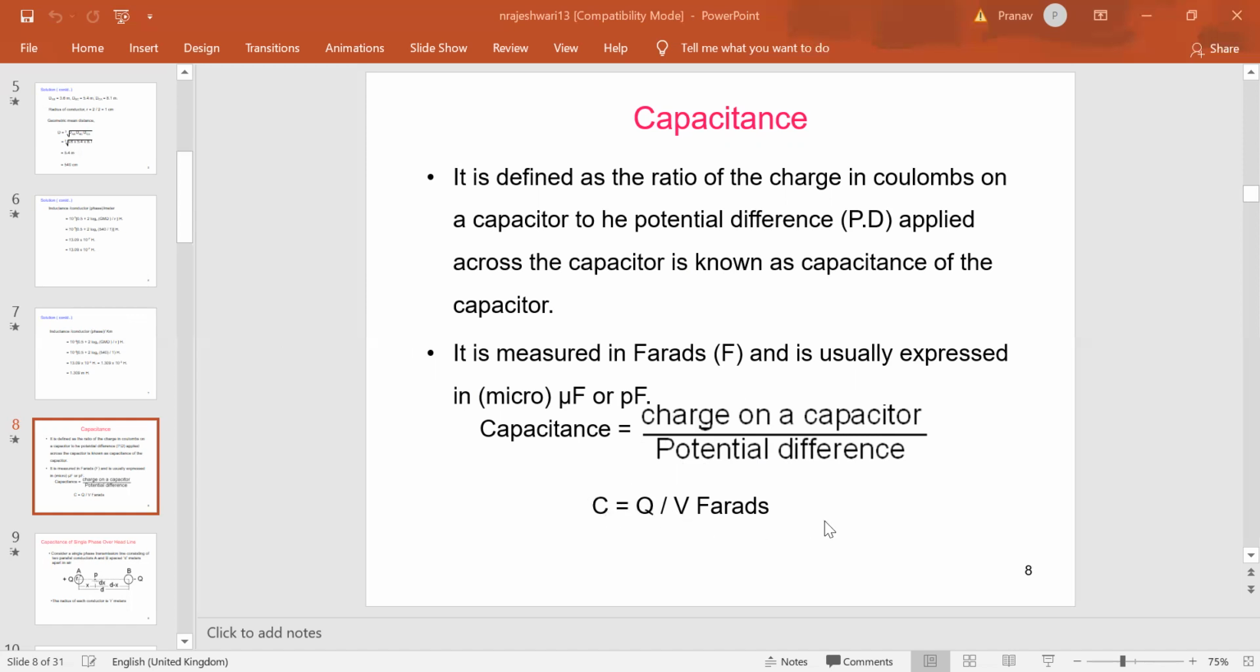Q by V farads. Once again, I will explain the definition of capacitance. It is defined as the ratio of charge to the potential difference applied across the capacitor, known as the capacitance of the capacitor, which is in farads. So capacitance is equal to the charge on the capacitor divided by the potential difference, which is C equal to Q by V farads.